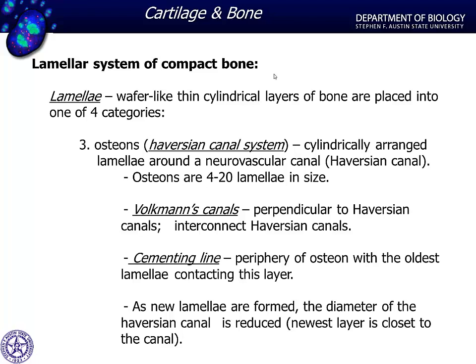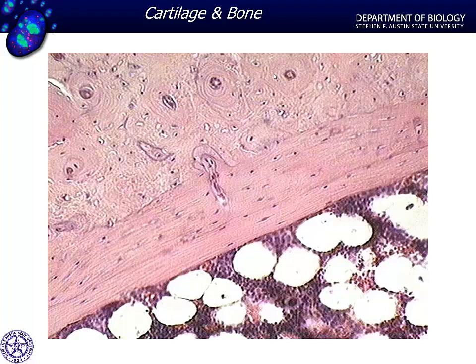Now, the cementing line, when we look at the oldest lamellae, the outermost circumferential lamellae, the periphery of that osteon is going to form the cementing line. That is just the beginning part of that osteon as a unit. And as I've mentioned, the newest concentric layer of the osteon is the one closest to the haversian canal, where our progenitor cells are, our osteoblasts. So in this case, we can see we have a couple of osteons. The cementing line for this osteon would be in this location. It's sort of difficult to see on these.